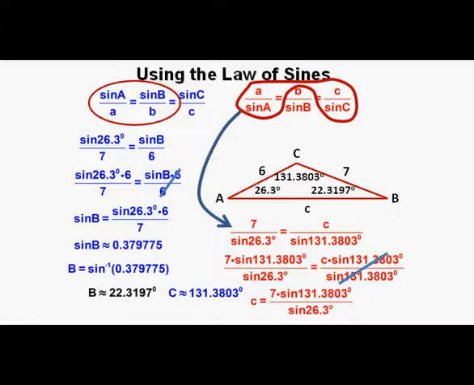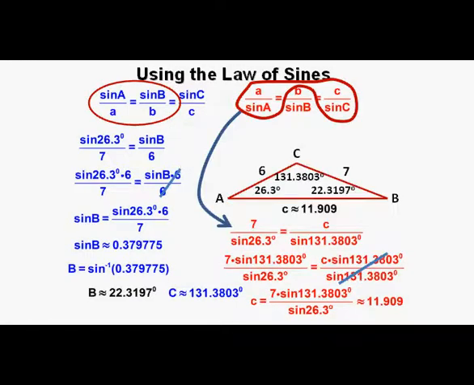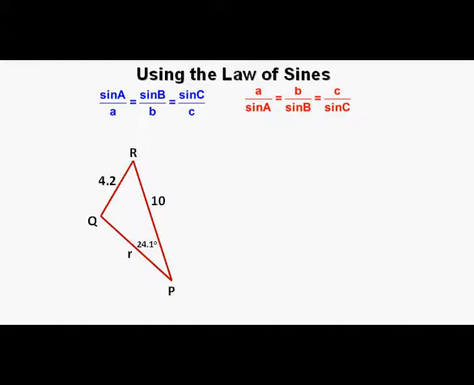So we're left with C equals 7 times the sine of 131.3803 degrees over the sine of 26.3 degrees. Here's that expression entered into the calculator. Side C is equal to 11.909 units in length, which we write in at the bottom right, and place on our triangle drawing as well as at the bottom of the triangle. Now knowing the measures of all sides and angles of the triangle, we declare that our triangle is solved. Let's look at another triangle, triangle PQR.